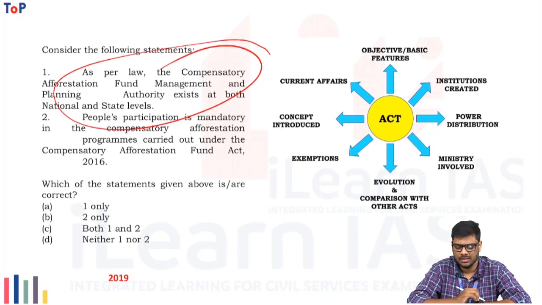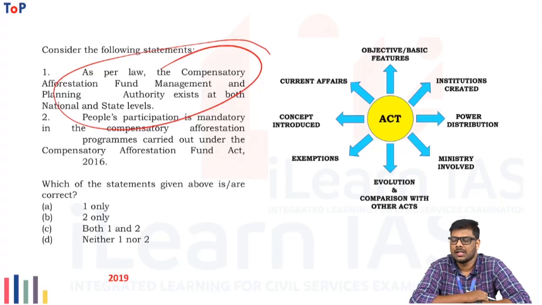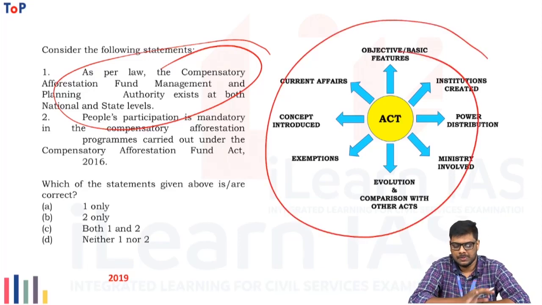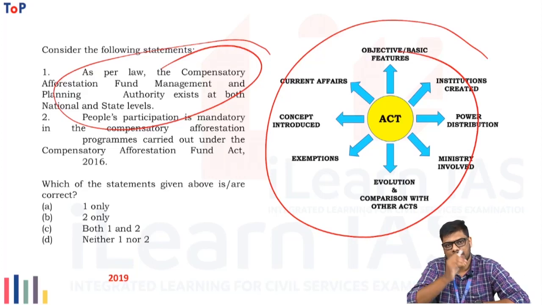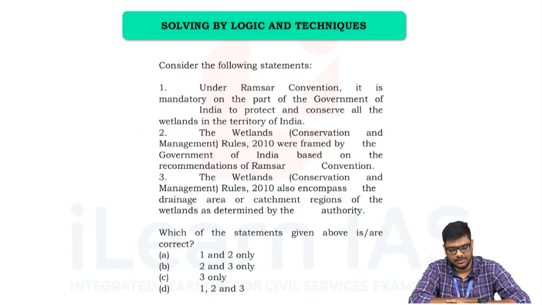Again, the CAMPA Act. The CAMPA Act created the CAMPA authority, and it distributed the powers between center and state governments. It introduced the concept known as CAMPA, Compensatory Afforestation Fund. So this particular framework contains everything. Study this information using this particular framework, and you will be able to solve many of the questions. And this material will be shared in your Telegram channel as I told before. Getting it? So this is it.